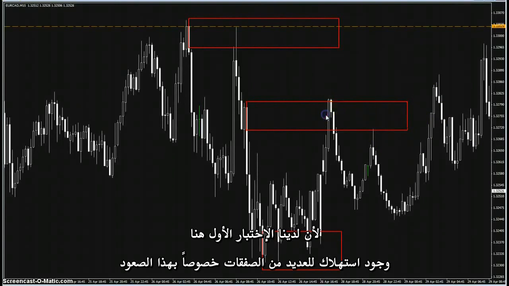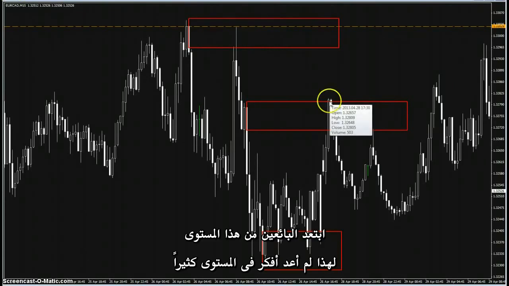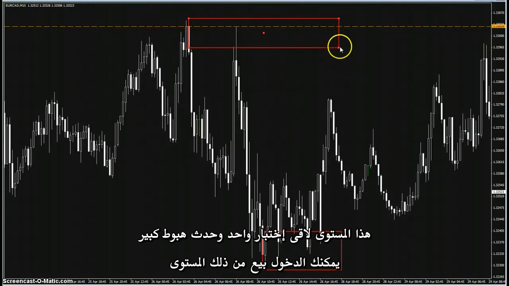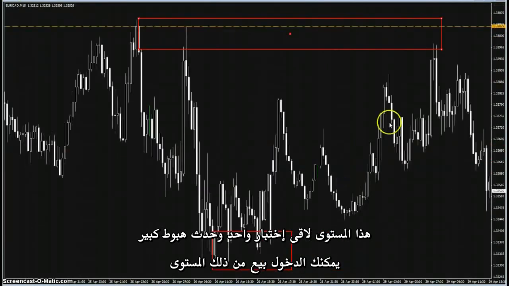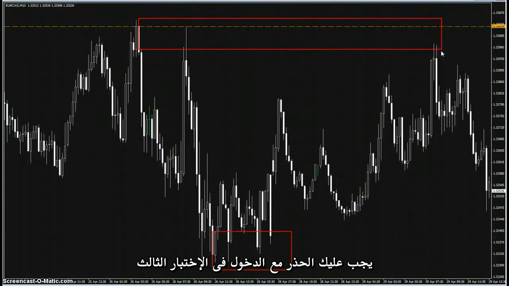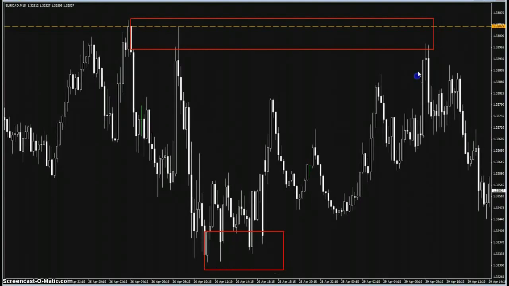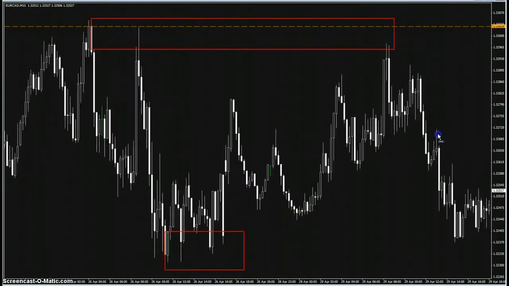Because we had the first test here, so I know a lot of those orders have already been consumed, right? Especially when we go all the way up into the level like this. I know a lot of those sell orders have already been consumed, so I'm not really interested in this level anymore. Now this level, we've only had one test, and the drop was pretty strong, so you could still probably take shorts from there. When you get past the third test, you want to be careful with taking trades. But here we go again, right? See, enter into this level, fall down.